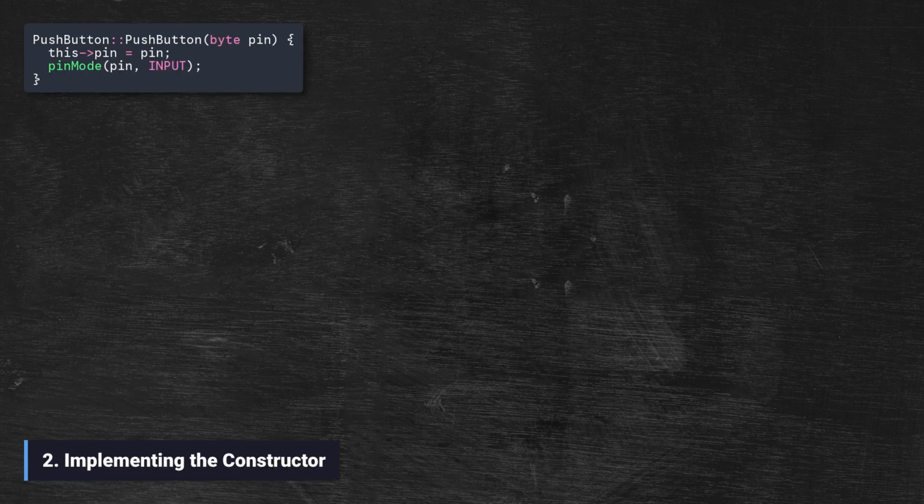Next, we implement the constructor. We use PushButton::PushButton to tell the compiler this function belongs to our class. Inside, we store the pin number and set the pin mode to input. This ensures the hardware is ready the moment we create the object.